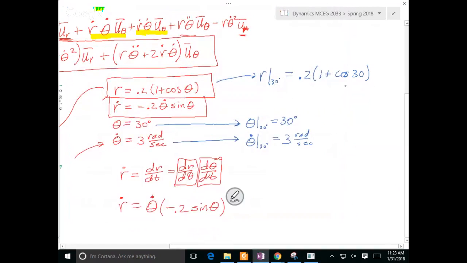Okay, so now I can plug that in. I'm going to move the screen to the right and plug them all in at once. R dot at 30 degrees is equal to minus 0.2, and I'm just filling in for that. So I write the 3, and then sine of 30.